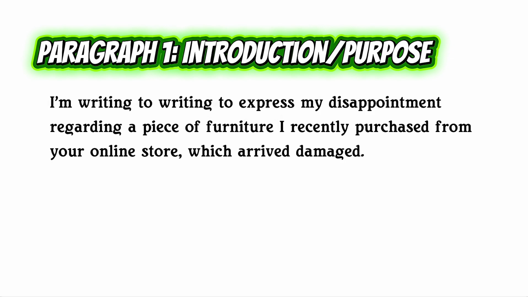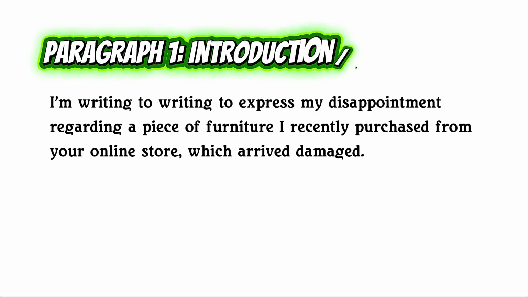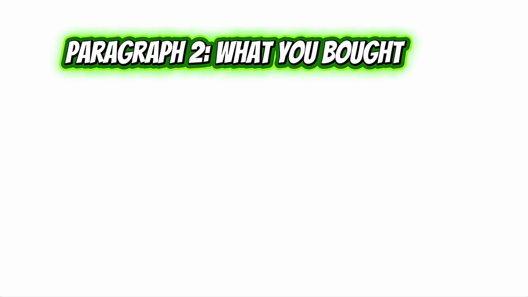See how clear that is. You have explained the purpose in one line, formal, polite, and straight to the point. That's all about the first paragraph. Let's move on to the second paragraph. In the second paragraph, you describe what you bought. This helps the manager identify your order quickly. So here is how you can write it.